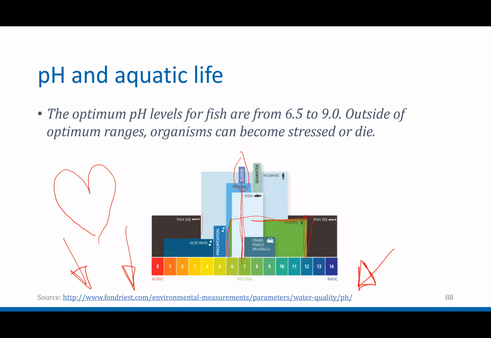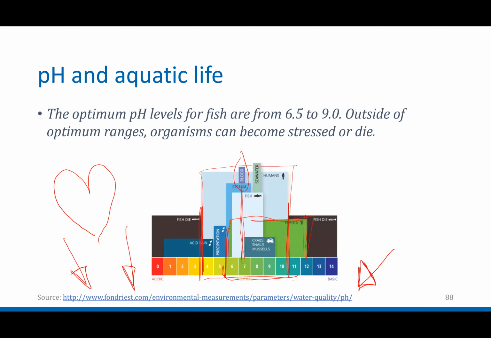Humans in general, not talking about your blood specifically, but humans anywhere from 4 to 10, we seem to survive. But here, above 10 and below 4, fish can die. Okay, so the range here is typically towards the neutral range.